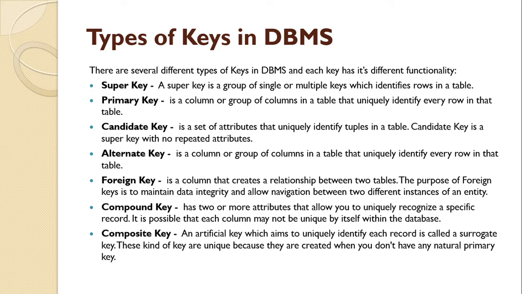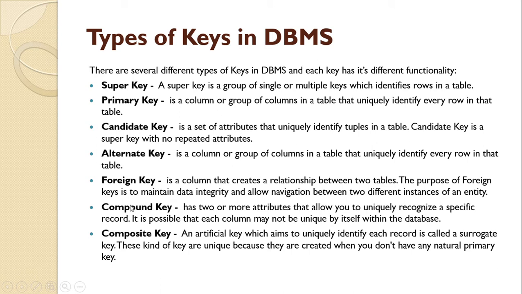Candidate key: a set of attributes which is used to uniquely identify a tuple in a table. This is also a super key. Primary key is also a super key, candidate key is also a super key, and alternate key is also a super key. Why? Because all these keys are capable of uniquely identifying a particular row in a relation. Then alternate key: a column or a group of columns in a table which is used to uniquely identify every row in that table is an alternate key. We will discuss briefly here, and after that we will discuss deeply in the next session.